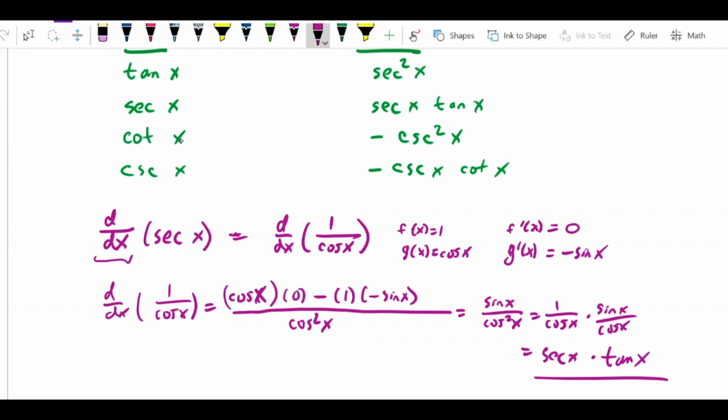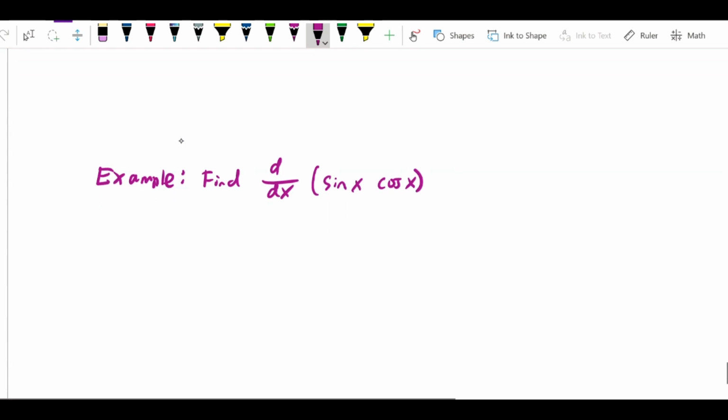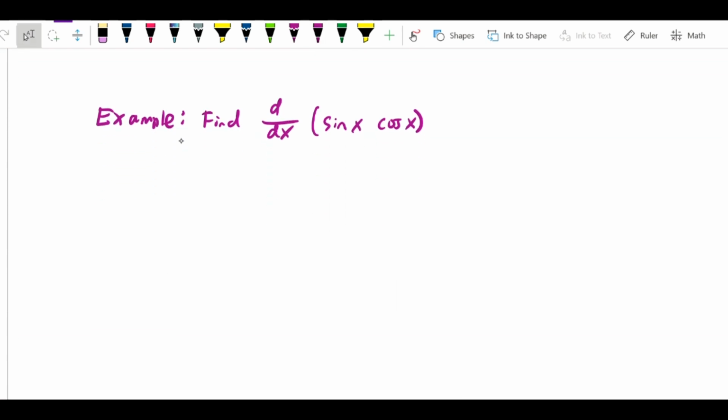So you can derive any of these using the sine and cosine rules, as long as you remember those, as well as other rules such as the quotient rule. Let me put up another example of something we could do. Let's find the derivative of sine x cosine x. Note that this is a product of two functions. We might call that f and we might call that g. Recall that the derivative is going to be f g prime plus f prime g.